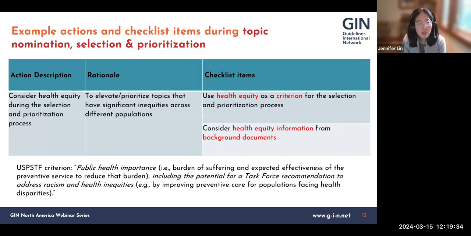One of our action items is really to explicitly consider health equity during the selection and prioritization process. And the checklist item really is using health equity as a criterion for this selection process. And you can see below, I have a quote from the task force procedure manual that illustrates the task force criterion that builds health equity into their criterion on public health importance. And they do have this parenthetical that says, including the potential for a task force recommendation to address racism and health inequities.